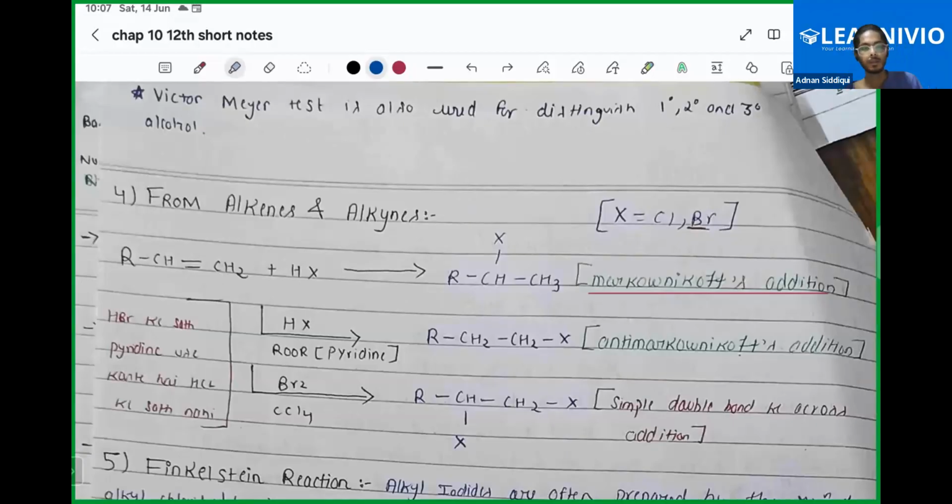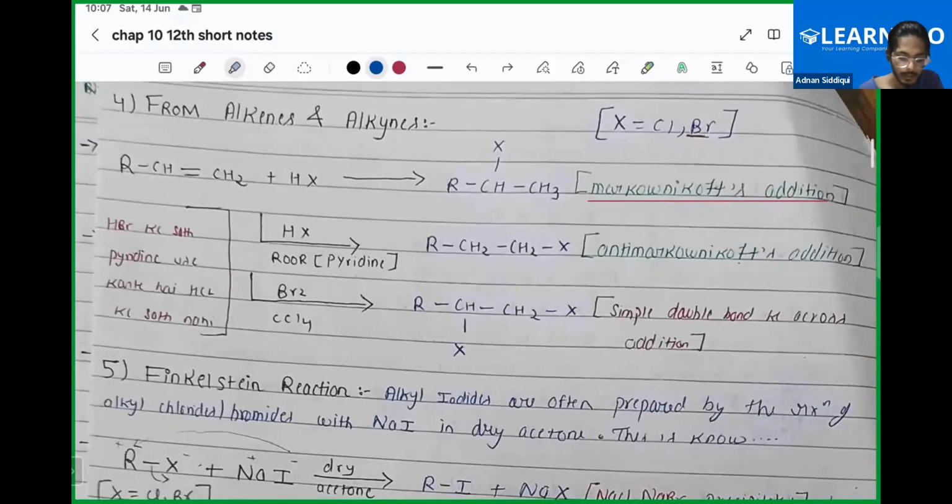Now, see, if you have used HBr in presence of peroxide, ROOR is peroxide, or pyridine, right? Basically, if you are using this, then the addition is going to be anti-Markovnikov addition. If in the exam they have given you an alkene as a starting reagent, and they have given you HBr in presence of peroxide, this ROOR, or pyridine, then you will follow the anti-Markovnikov rule. Is this clear? Please ask questions if you have some doubts.